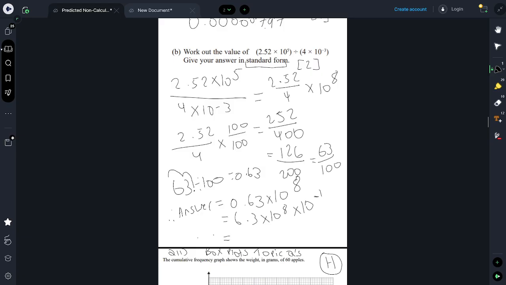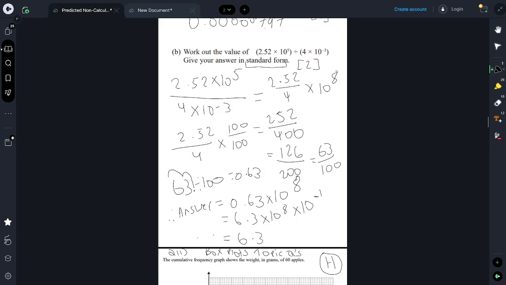So this makes sure this is now in standard form because it's between 1 and 9. Instead of 0.63, you have 6.3. But to make sure this is the same as 0.63, we need to tag on a 10 to the minus 1, which means our point will move to 0.63 here.